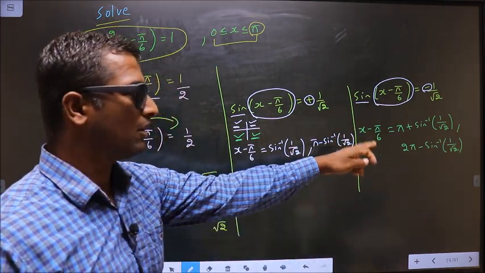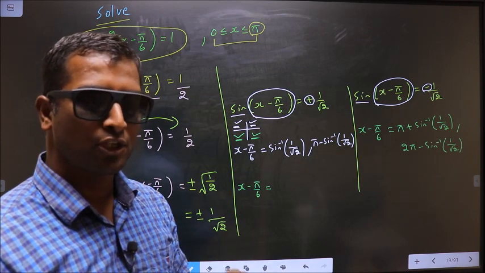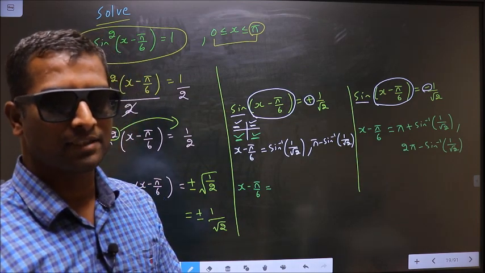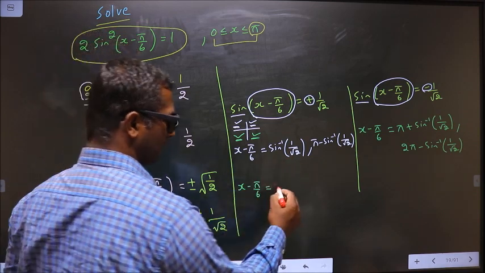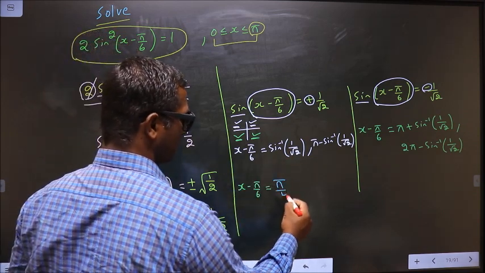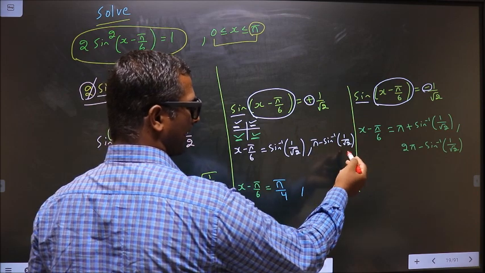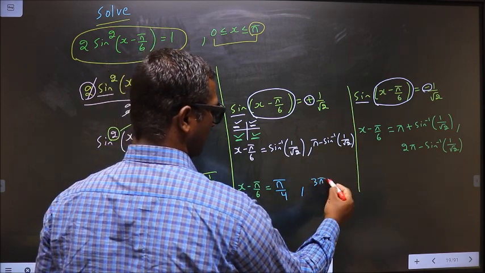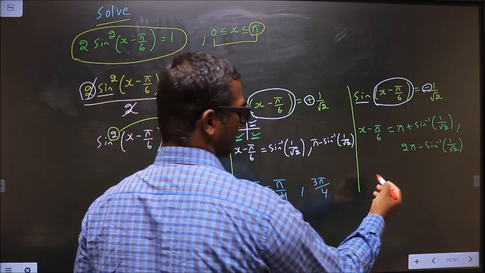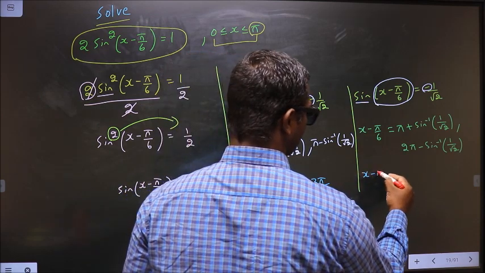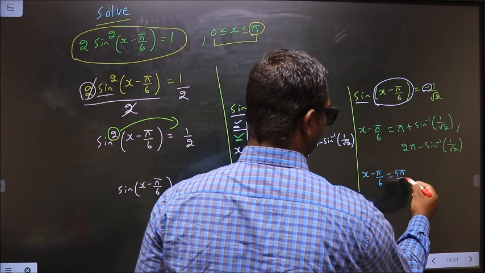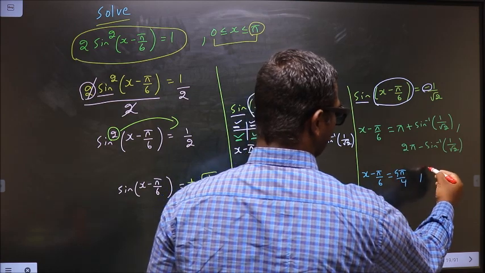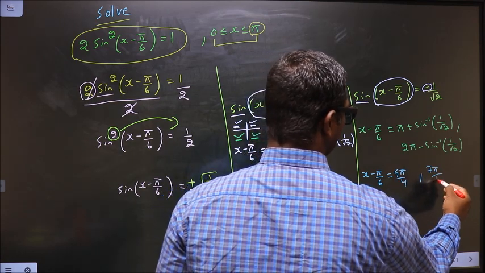Before you calculate all this, make sure your calculator is in radians mode. Now calculate this, you get π/4. Put this in the calculator, you get 3π/4. Here, x − π/6 equals, calculate this, you get 5π/4. Calculate this, you get 7π/4.